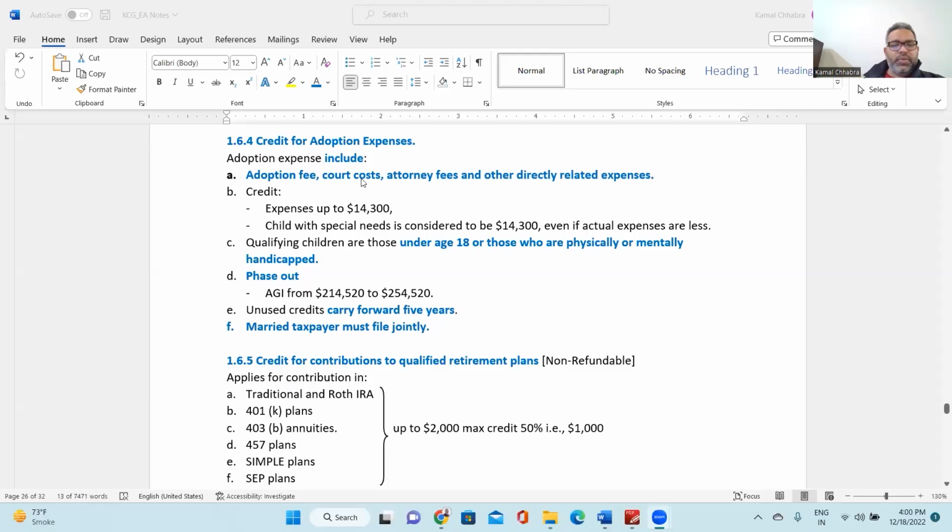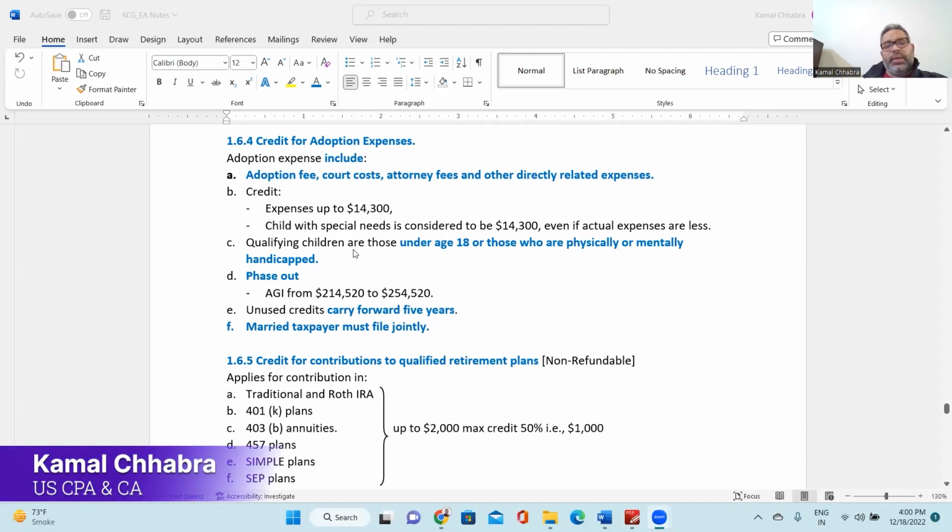So now if you see the fourth point and correlate with the examples we have done. What they are saying, adoption expense, we all know, adoption fee, court fee, attorney fee, lawyer fee, documentation fees, everything related expenses, right? So credit will be expenses up to $14,300. Child with a special need is considered to be 14,300 even if the actual expense is less.